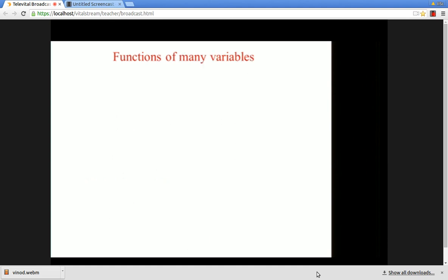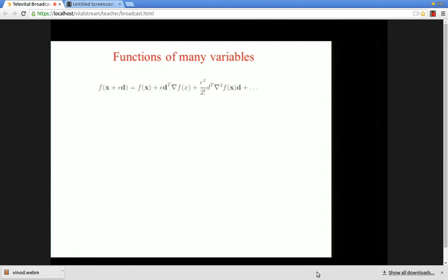Jumping to functions of many variables. This is the most interesting case. You are never going to optimize a single variable. You'll always be given billions of features, and then you want to optimize price and so on. So you'll always have multiple variables to deal with in the real world.